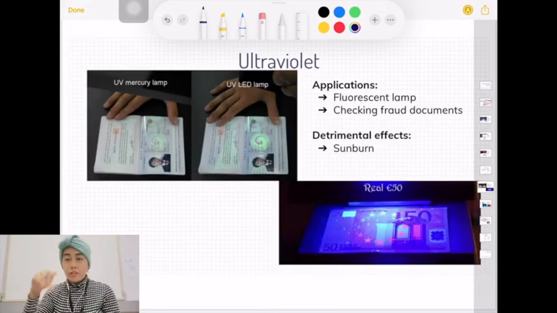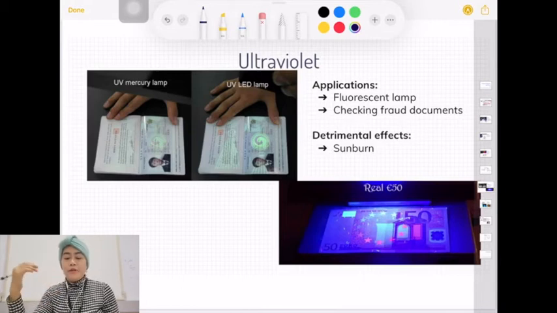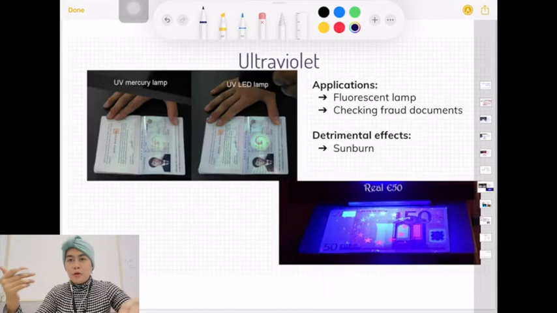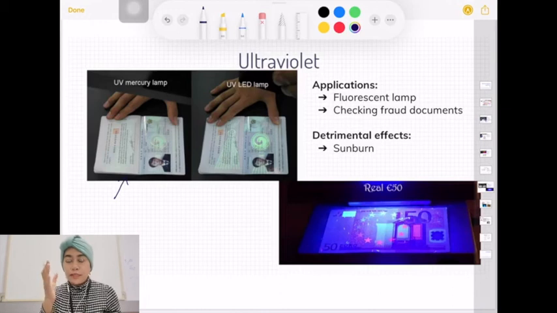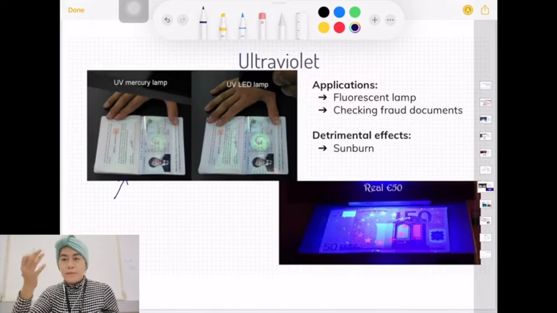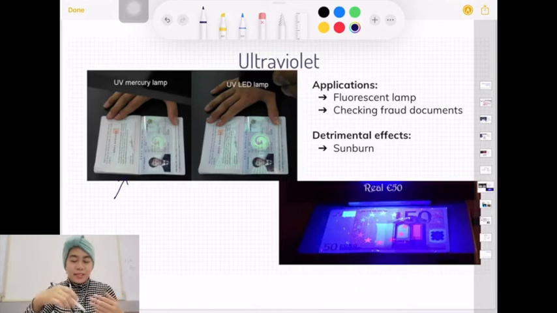And then ultraviolet. So ultraviolet light, other than the fluorescent lamp that we normally use, mostly its application is to check for fraud documents. So this includes passports, money, and so on. Okay, so this picture here is the two types of lamp that you use to detect fraud documents, like passports. Some of the material in the document will be able to absorb ultraviolet light, so that's why it will be able to show the signature that you put into the document. And this picture here is a real 50 euro note.